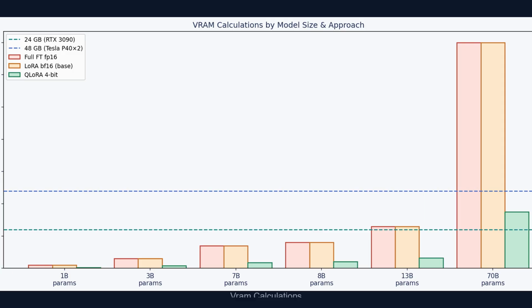The two horizontal reference lines you want to keep in mind for your setup are 24 GB for a single Tesla P40 and 48 GB for both P40s combined if you configure multi-GPU training. Reading the chart against those lines immediately tells you which model sizes are accessible to you under each method.